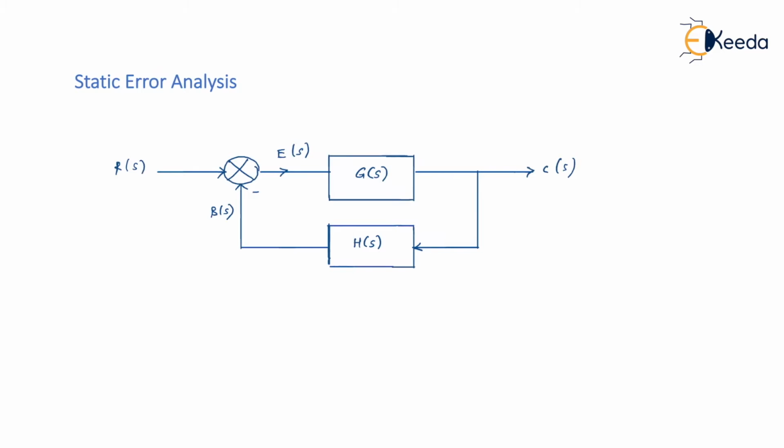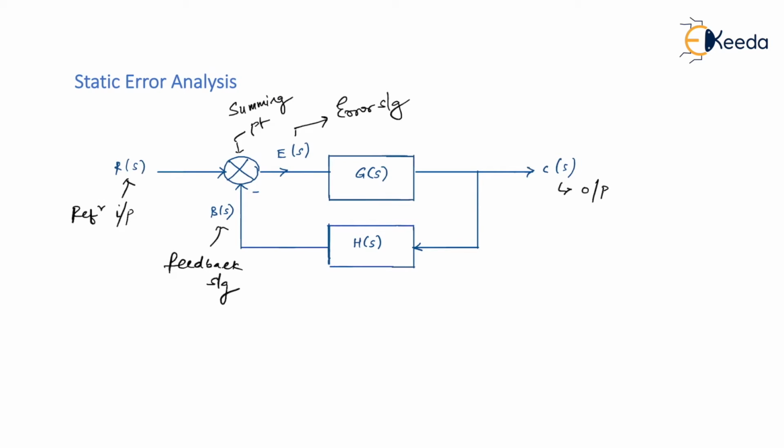So before we move to a static error analysis, first of all, we will have a derivation for ESS, that is nothing but a steady state error. So this R of S is nothing but a reference input in Laplace domain. This is nothing but a feedback signal. Of course, it is in Laplace domain. E of S stands for error signal in Laplace domain, and C of S is what we called as output in Laplace domain. So this is what we called as summing point.